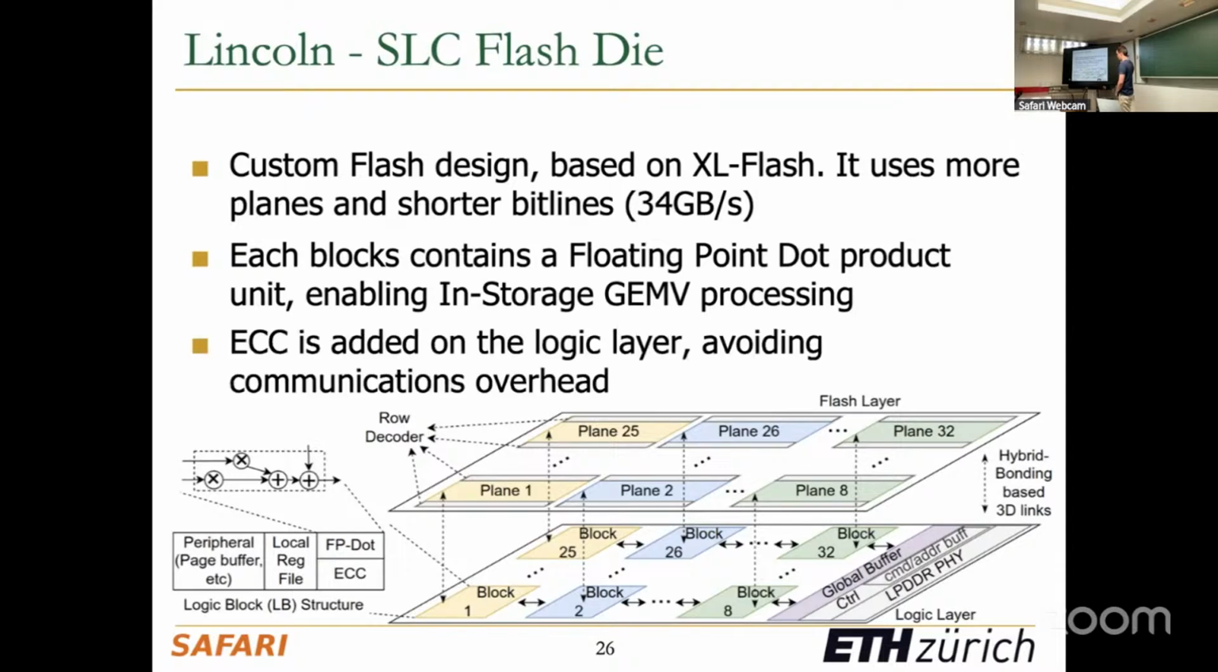The last thing is they also add a little ECC unit, and the reason is that sometimes the data in the SSD can be corrupted if you read it too much, so you need to have some error correcting codes. The evaluation showed that using external ECC in the global buffer somewhere would counteract all the speed gains of using the floating point dot product. So they also put a little ECC unit directly on the logic side.